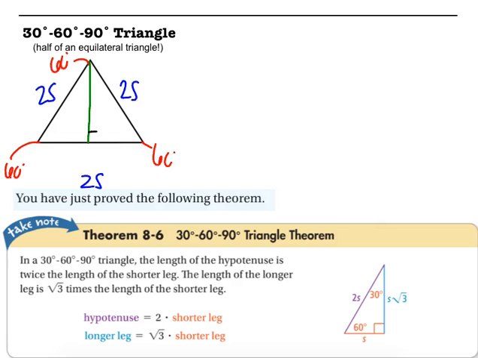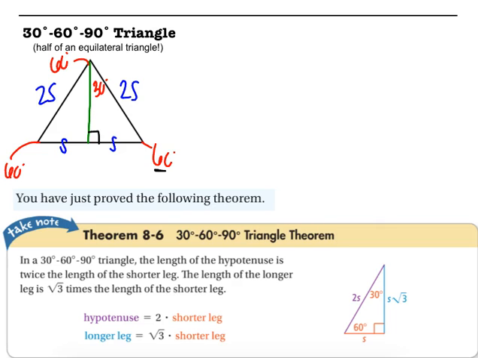Now, if a 30, 60, 90 triangle is half an equilateral one, I'm going to cut it in half. There's my right angle. Here's my 60. Now, here's my 30-degree angle. And then, if I'm cutting this side in half, I know that this is S and this is S. So now, let's see if we can figure out the pattern by using the Pythagorean theorem.